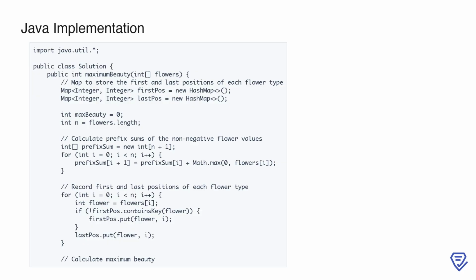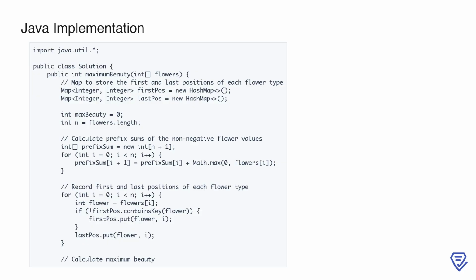First, we declare two hash maps, first_pos and last_pos, to store the first and last positions of each flower type respectively. These will help us determine the range of indices for each flower type. Next, we initialize maxBeauty to 0, which will hold the maximum beauty value we calculate, and n to the length of the flowers array. To simplify our calculations later, we create a prefix_sum array.